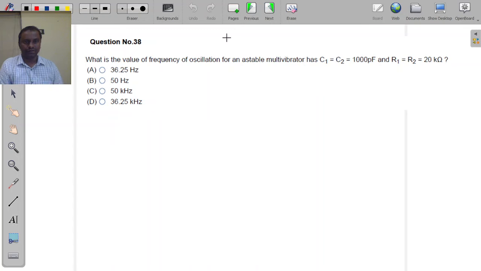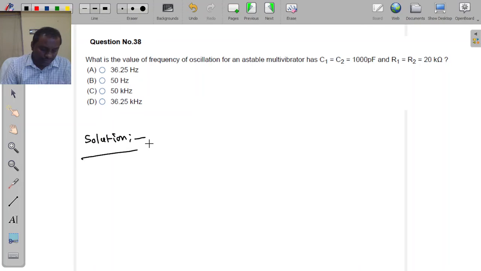Next, moving into question 38. What is the value of frequency of oscillation for an astable multivibrator having C1 equal to C2 equal to 1000 picofarad, R1 equal to R2 equal to 20 kilo ohm? So solution.